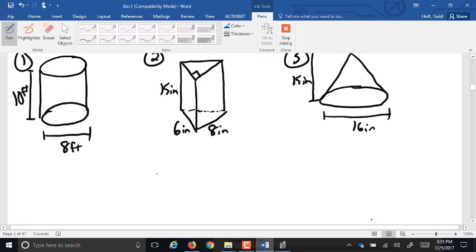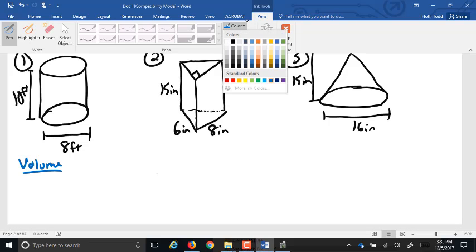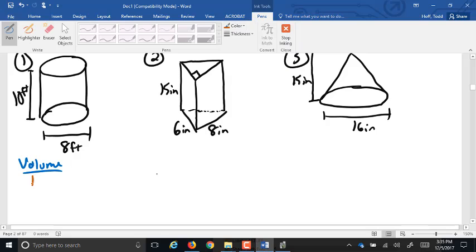So for volume and surface area, we start out with volume. The first thing we need to find the volume is the area of the base. Since the base of this is a circle, it's pi times radius squared. What is the radius of this circle? 4, perfect. So pi times 4 squared, which is 50.24 square feet.